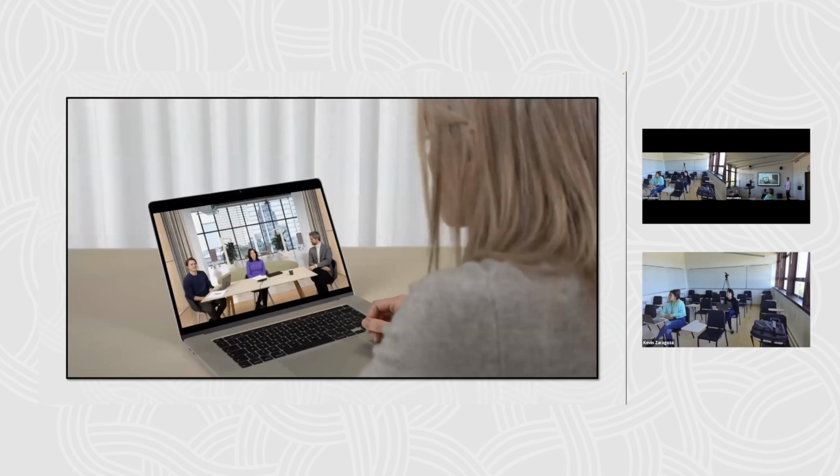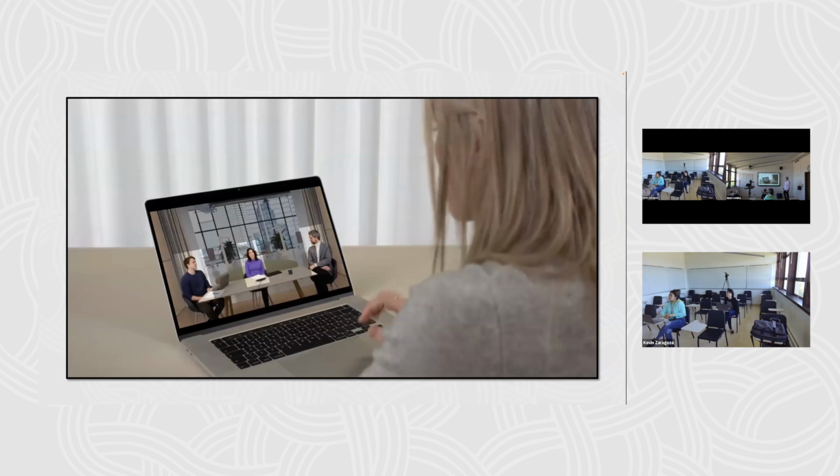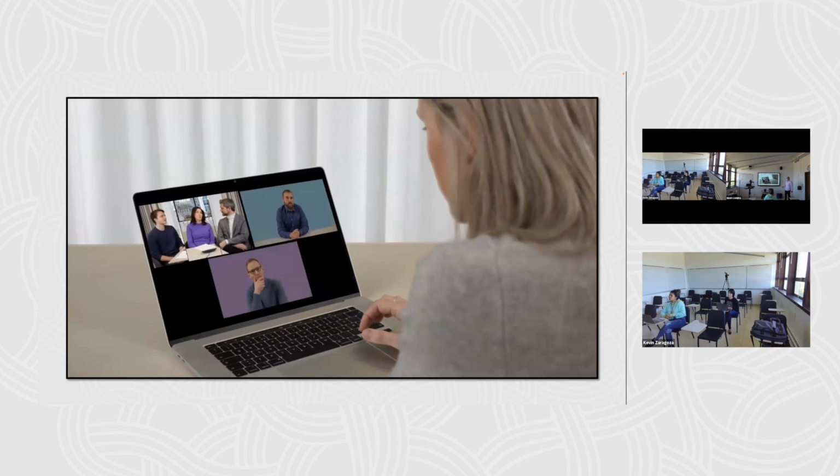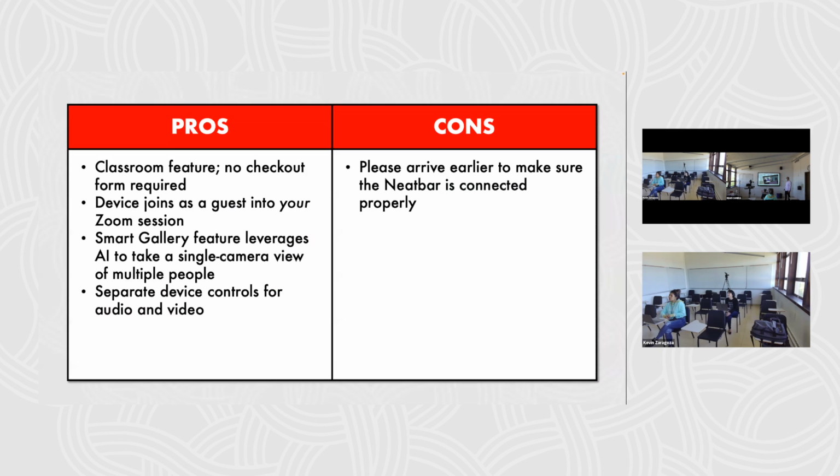Something else that it does: say you are in a scenario like a panel interview, and you're on one side and these are the three folks that you see. The Neat Bar can actually recognize individuals, up to 4, and creates one view each in your Zoom gallery. It's an extra little feature that we can use, and you can turn it on and off if you don't want to use it.